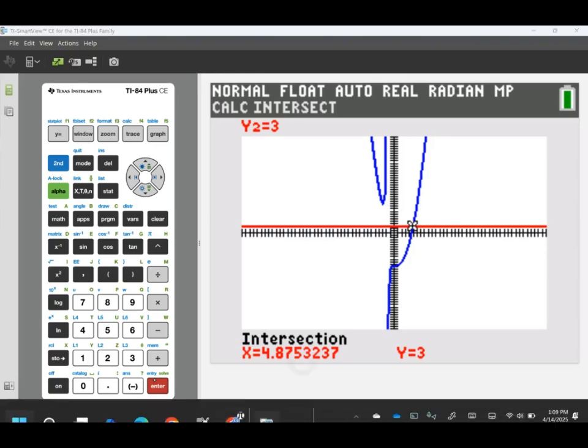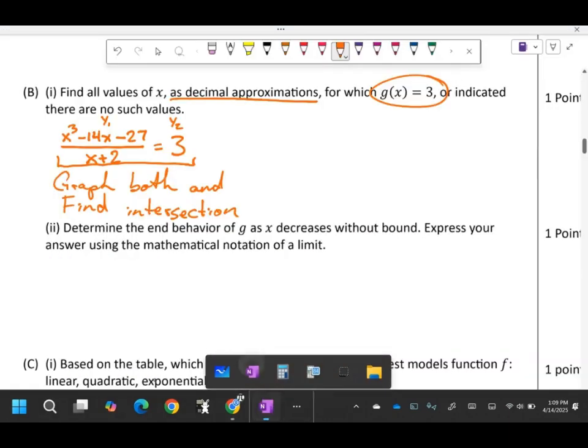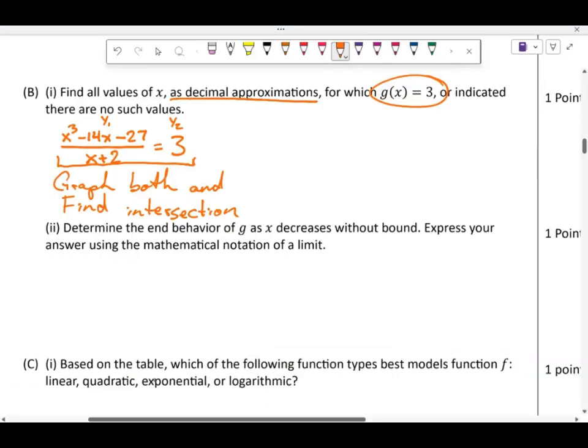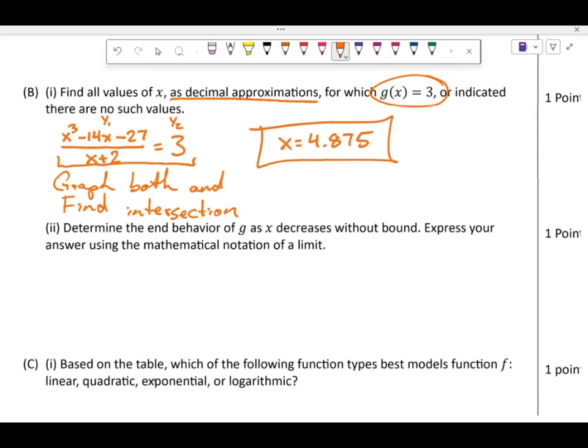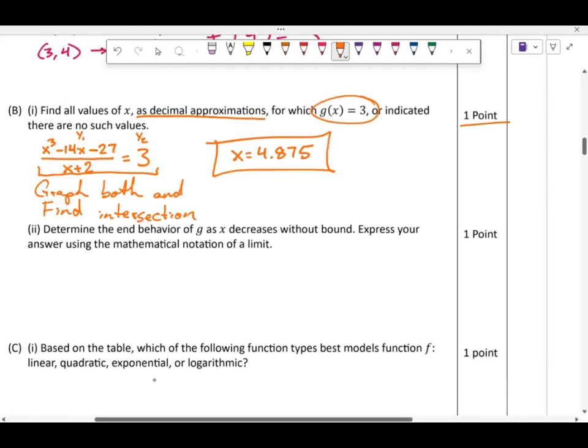Let's write it as our answer. So that one again, not really much work, but our answer is going to be x equals 4.875. And we're good. We got our third point. Yay!